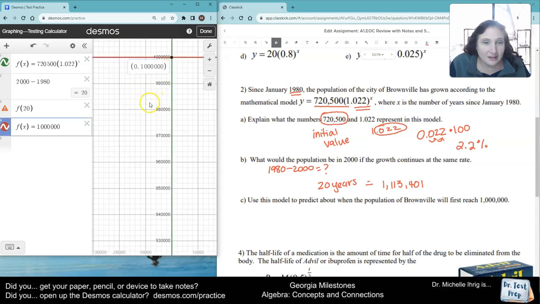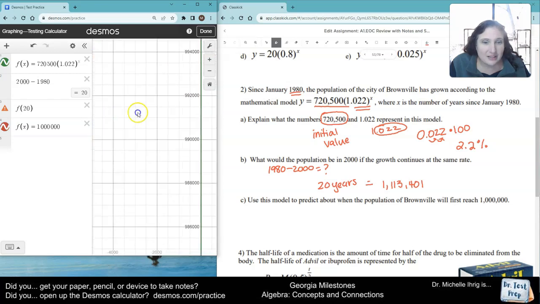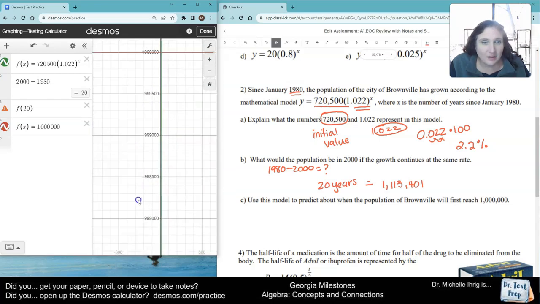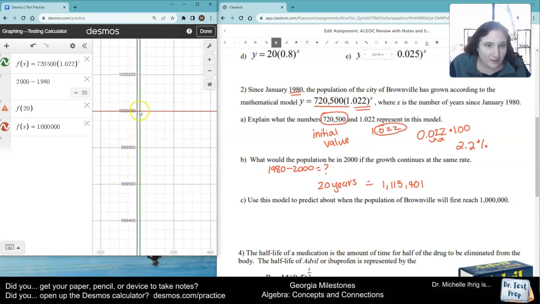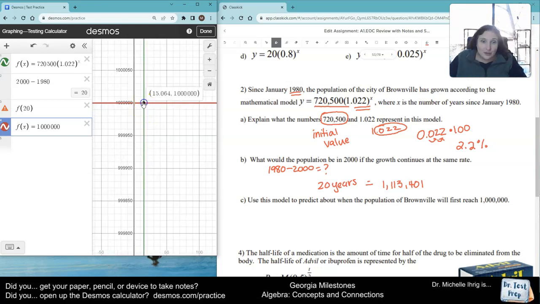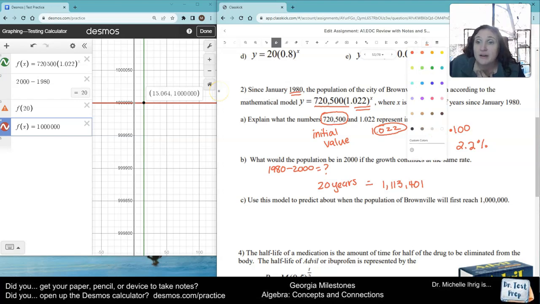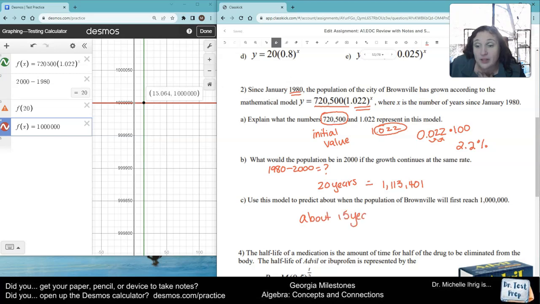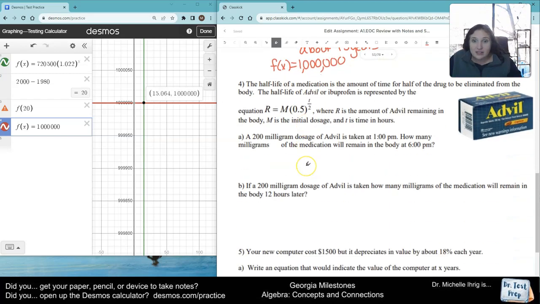So I'll click right here, and it's so hard to see where they intersect. Keep moving, right here. Okay, so notice how we had to scroll in to see it, but the intersection is the answer. So this value stands for how many years? It'll be about 15 years, because we're looking for the intersection. So all I did was type in f of x equals 1 million, and then we just looked for where they intersect.